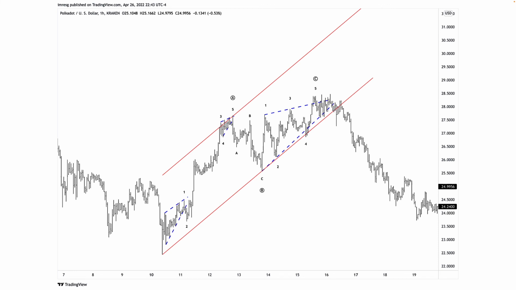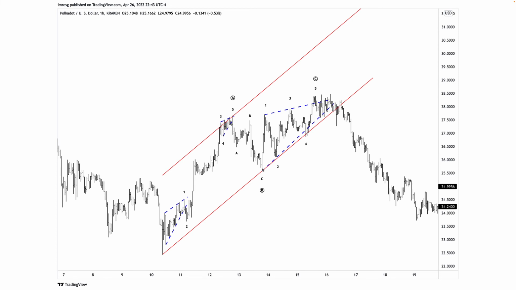And then finally, here we have an example in Polkadot US dollar, so a cryptocurrency this time. I wanted to show this example because here we have a leading diagonal for wave 1 of wave A, and wave 5 of A takes the shape of an ending diagonal. Okay, so wave A unfolds as a classic impulse with two diagonal formations substituting for the subwaves of the impulse wave, waves 1 and 5.